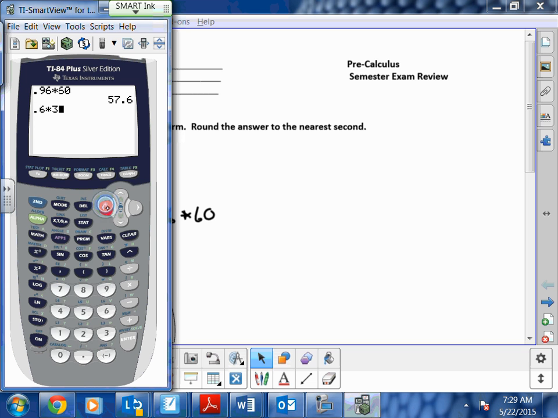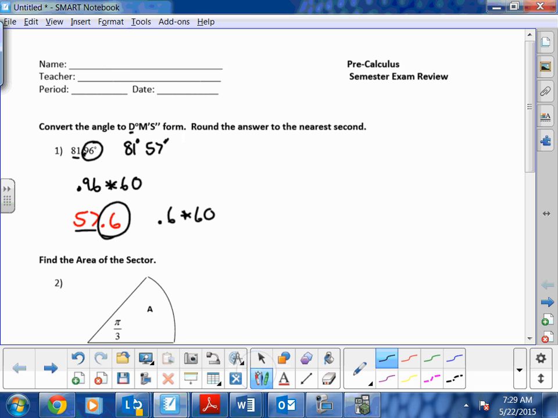Yes, 36. So after that, this being 36 means that this is my seconds format. So I effectively went ahead and came up with the degrees, minutes, and seconds. Fantastic. Let's go ahead and move on now.